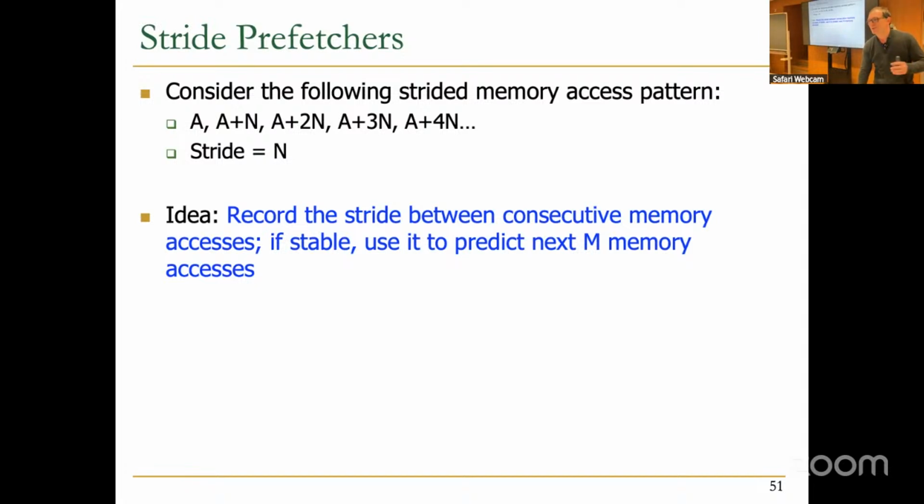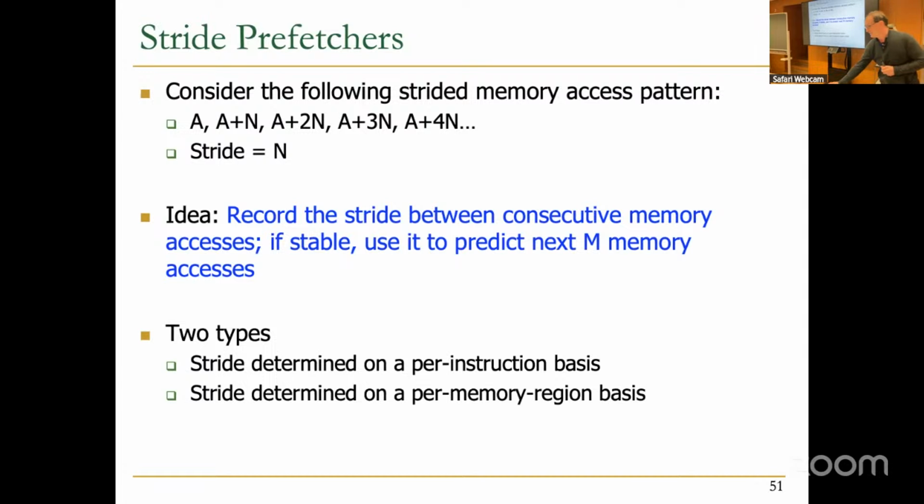Okay, sounds simple, right? You build confidence. For example, you record A plus N, and you say, okay, the stride is probably N, but I'm going to wait. And then you see the stride N again. You increment a counter saying that I saw the stride twice. Well, I'm going to wait. You saw the stride three times. Okay, something is happening. I'm going to prefetch the next M incarnations of the stride. So that's one way of doing it.